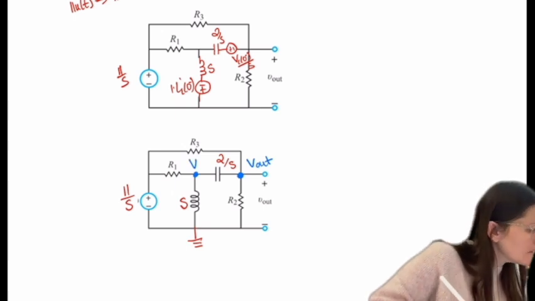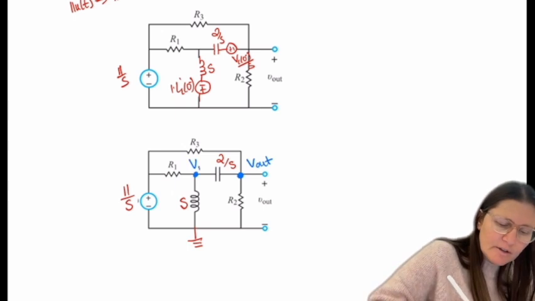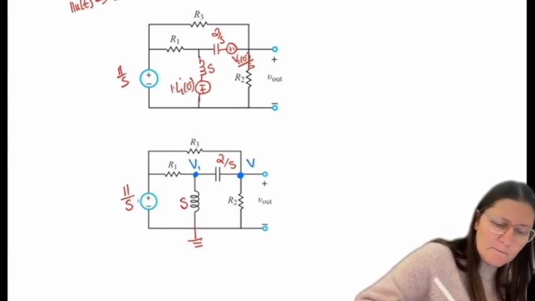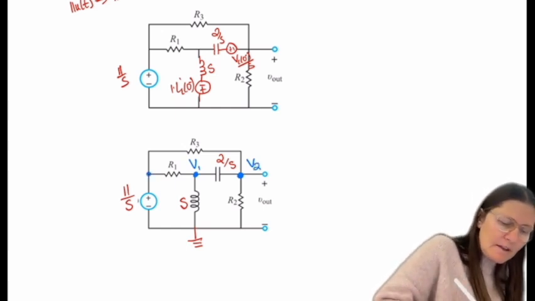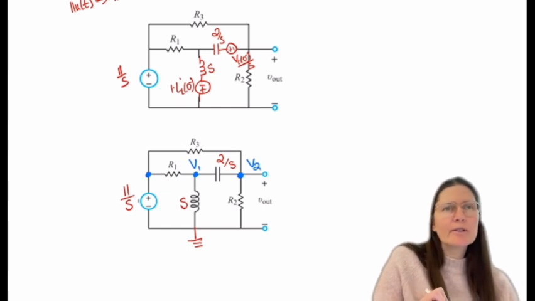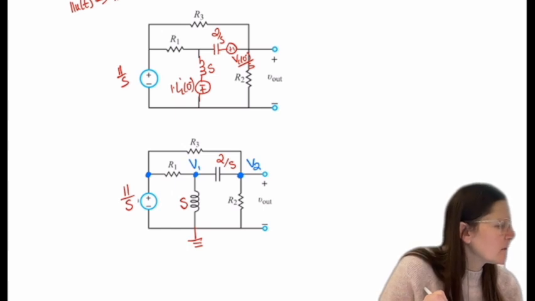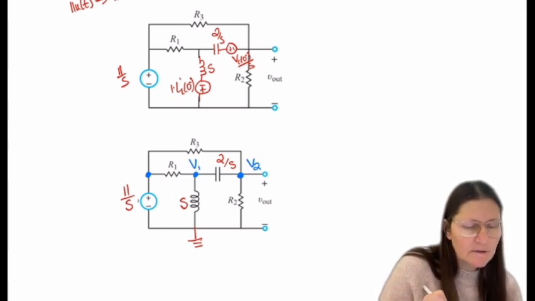Let's see, what did I use the variables for? I actually called this V1, and I called this V2, but V2 is equal to V out. And this value, we already know, is 11 over S. So we can say we have 2 unknown nodes.